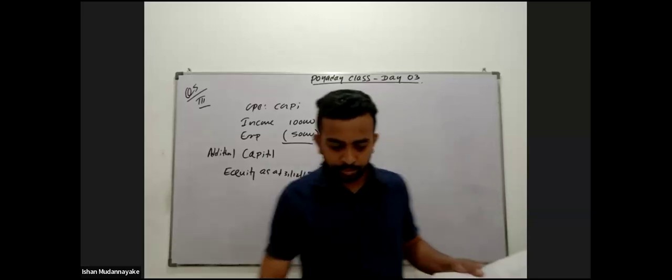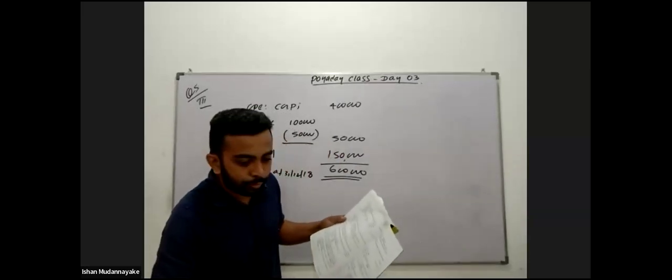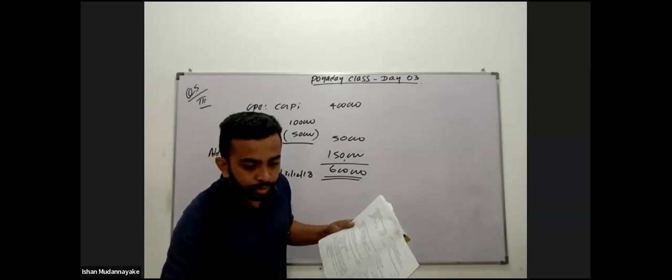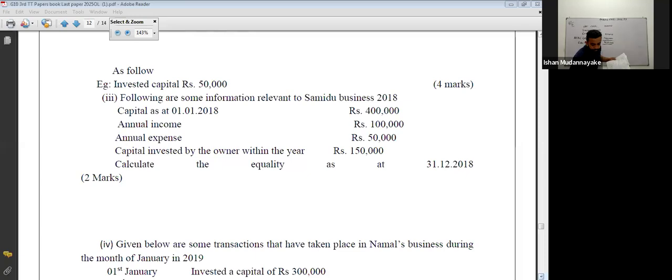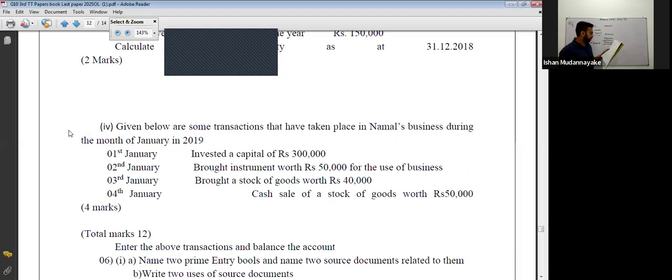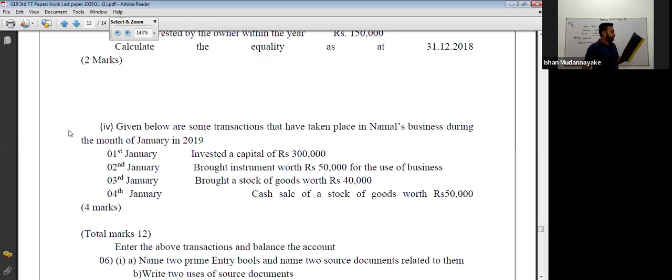Okay, fine. Students, look at row number 4. I think there is some printing mistake in row number 4. Right, look at row number 4. Given below are some transactions that have taken place in normal business during the month of January 2019.